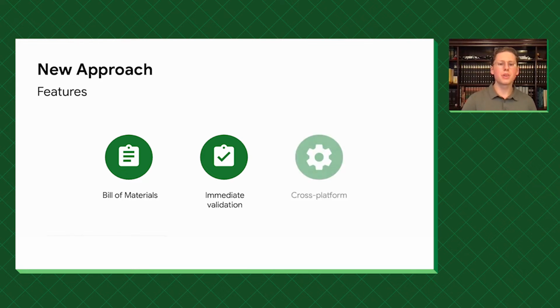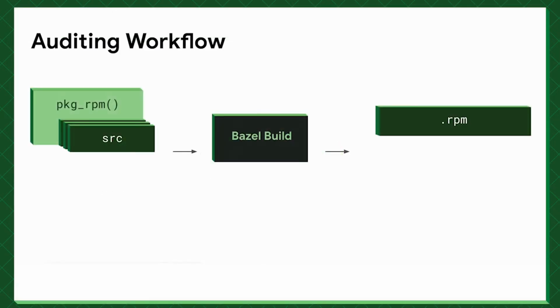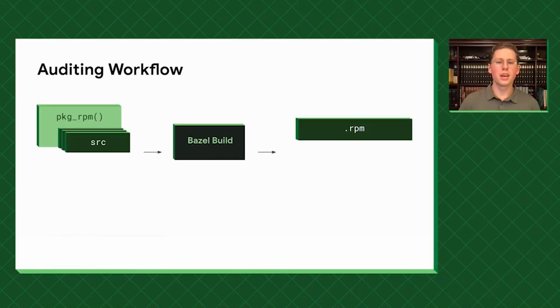And the third benefit, Bazel's multi-language support allows us to have one tool that works cross-platform. This removes scanning pipeline setup and maintenance from a team's responsibilities. Now let's walk through how this works. We start with a Bazel build that just produces an RPM package with the project's source files using package RPM as seen here. Previously, there would have been a post-build step to scan the RPM that we produce.